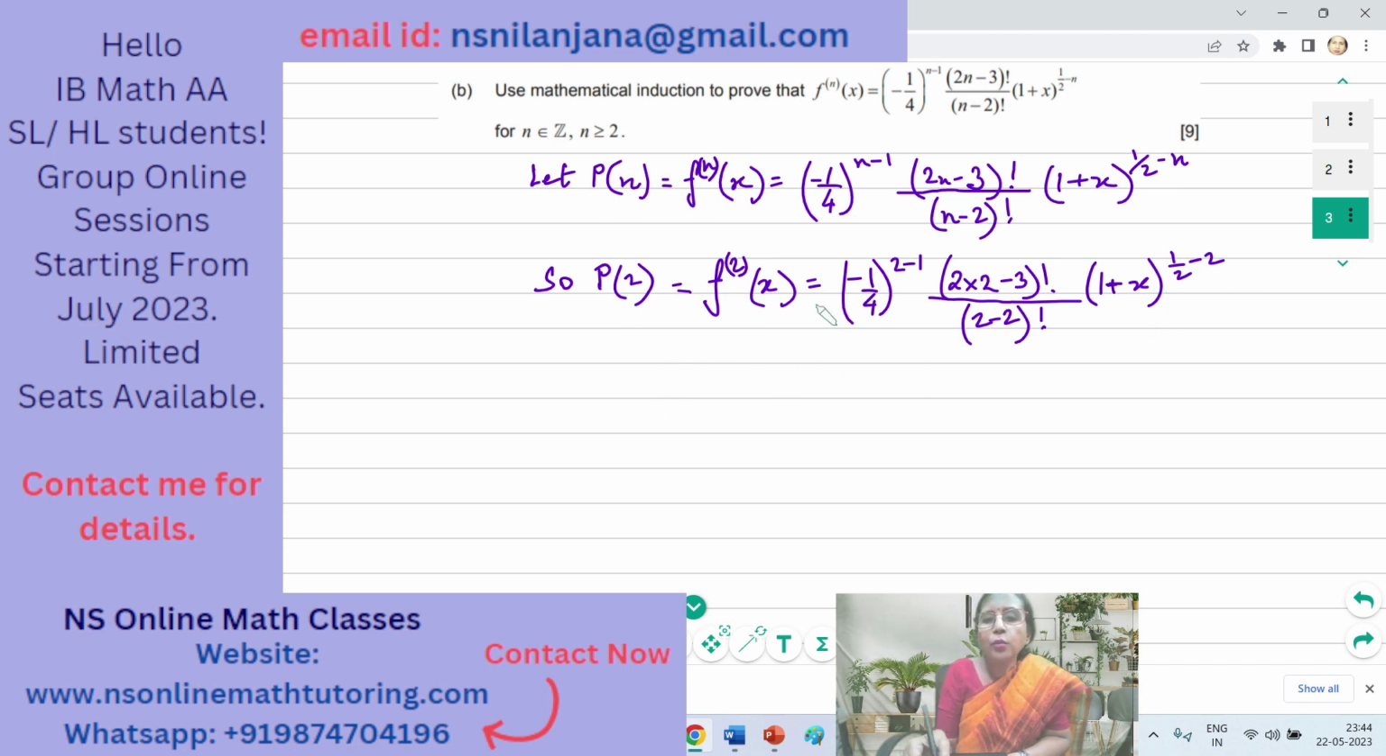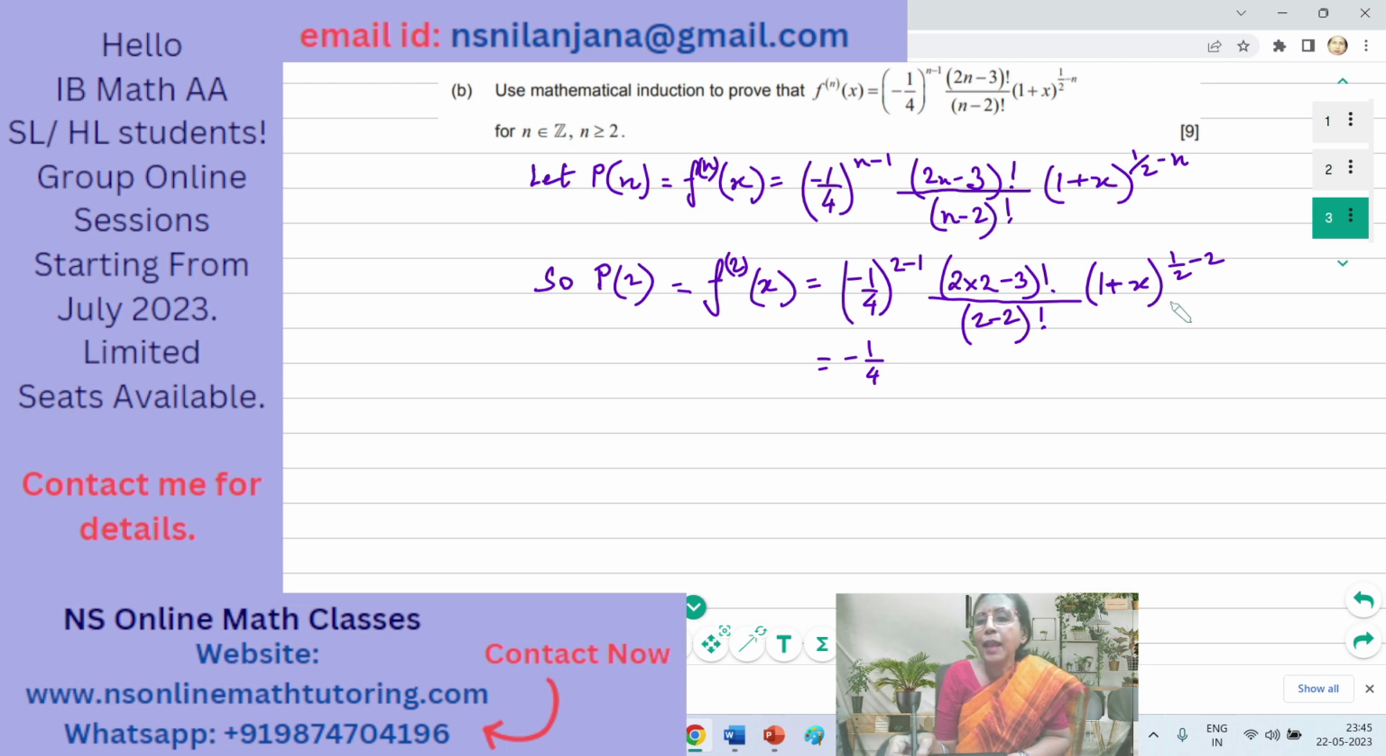So this is equal to what? 2 minus 1 is 1. So this is equal to negative 1 over 4. Negative 1 over 4 raised to the power of 1 is negative 1 over 4. And for the factorials, 2 times 2 is 4. 4 minus 3 is 1. 1 factorial is 1. And the denominator is 2 minus 2, that is 0. 0 factorial is also 1. And 1 over 1 is 1. So I'm not writing this part.